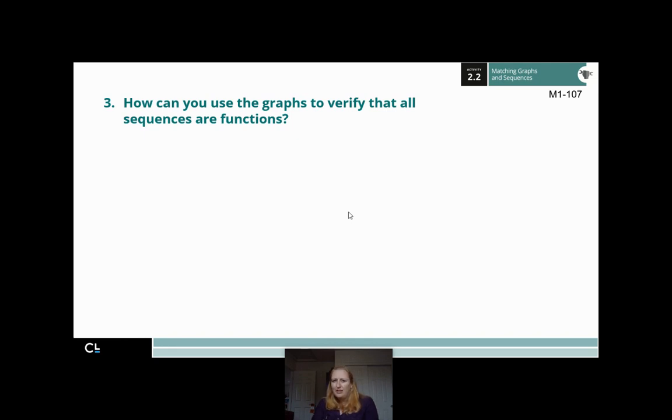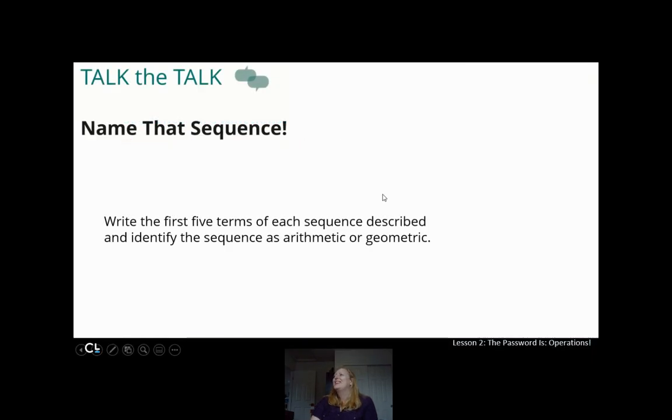Did you find it? Do you remember? The vertical line test! All of these graphs pass the vertical line test. If you were to draw a vertical line, straight up and down, anywhere on those graphs, it would only ever touch those dots once. It would never touch the dots more than once, although it might miss a few spots.